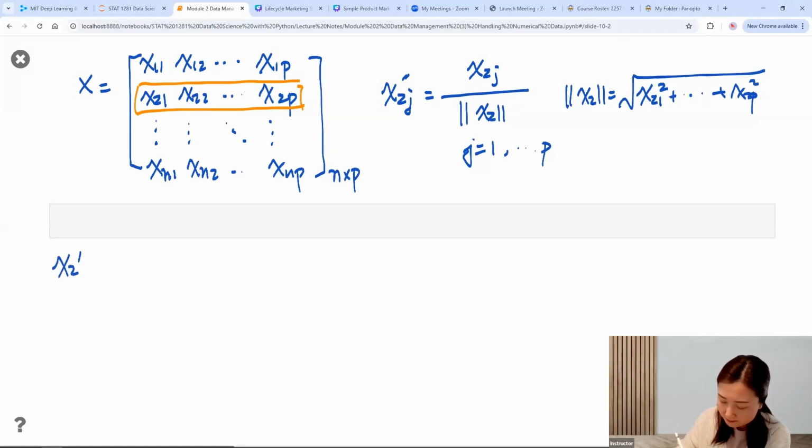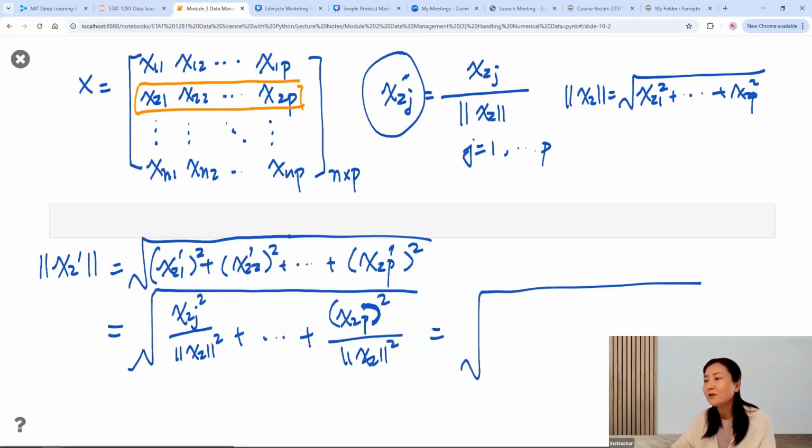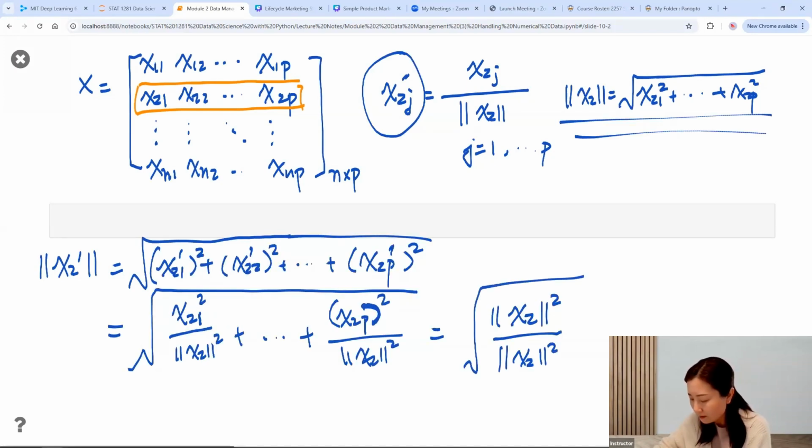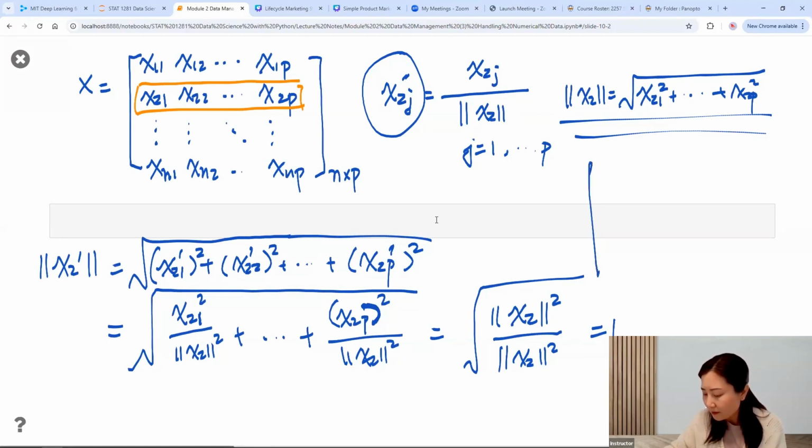So the norm of x2 prime, by definition, is the square root of the sum of the squared x2j primes. Then you add all the numerators together, and it's 1. So we have proof that after transformation, the norm of each row will become 1. It's very clear, right? And then, for example, if you have a 2-dimensional features matrix.